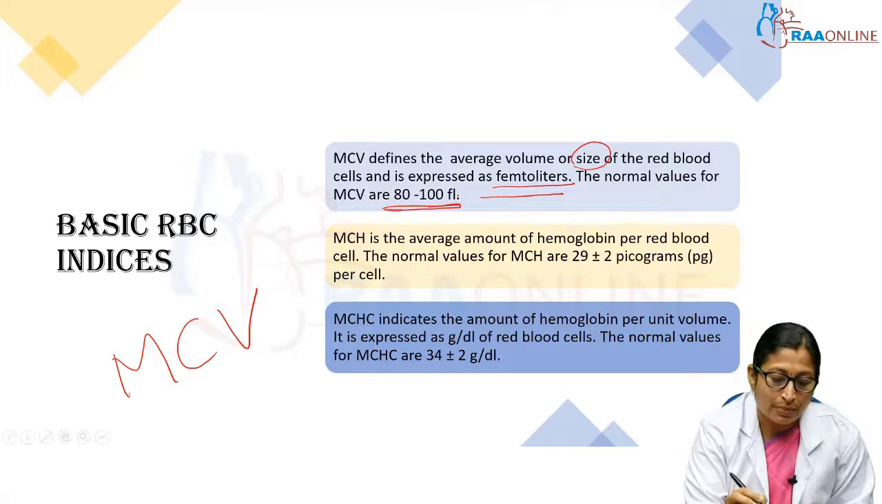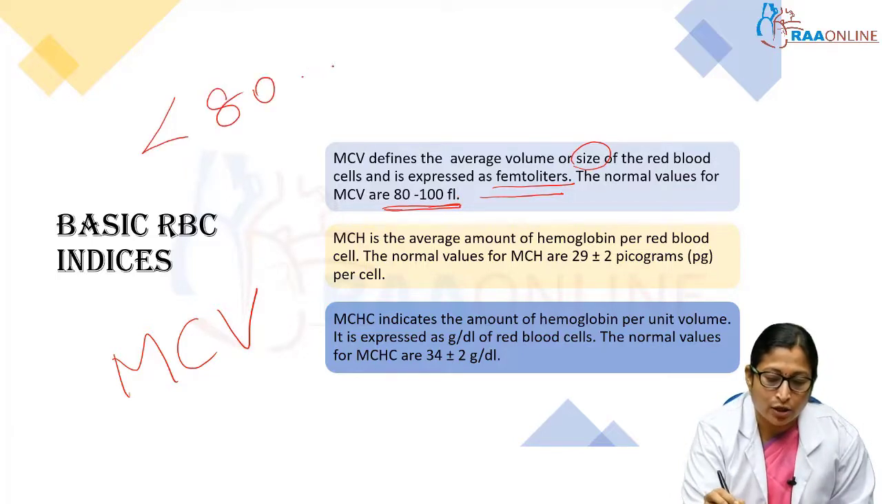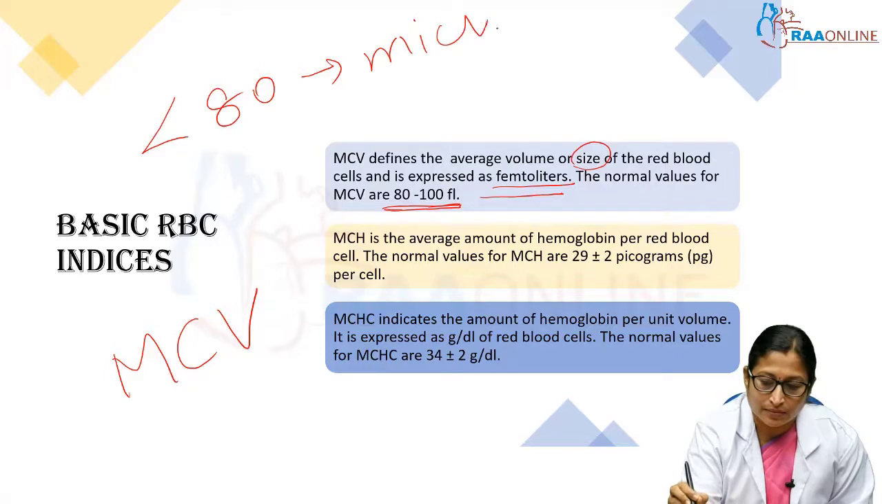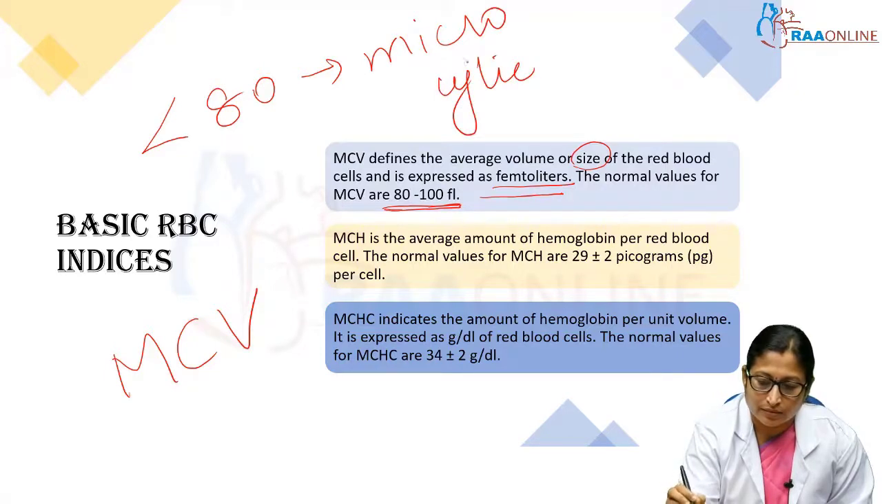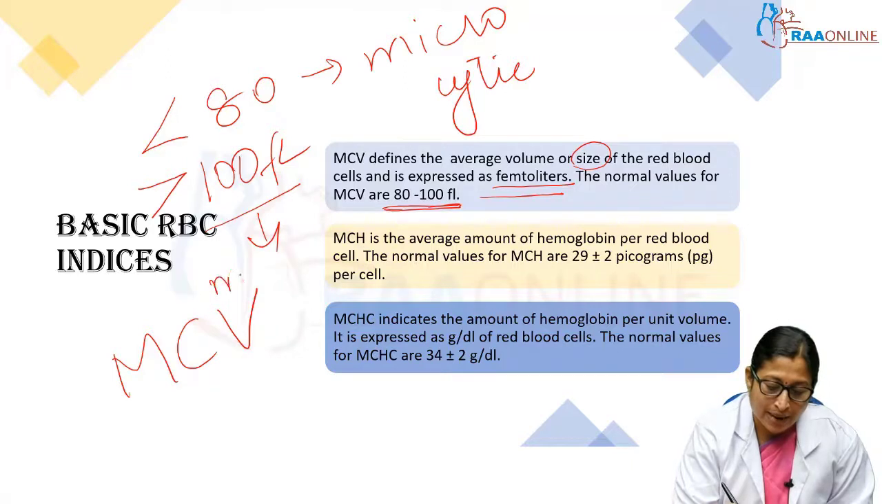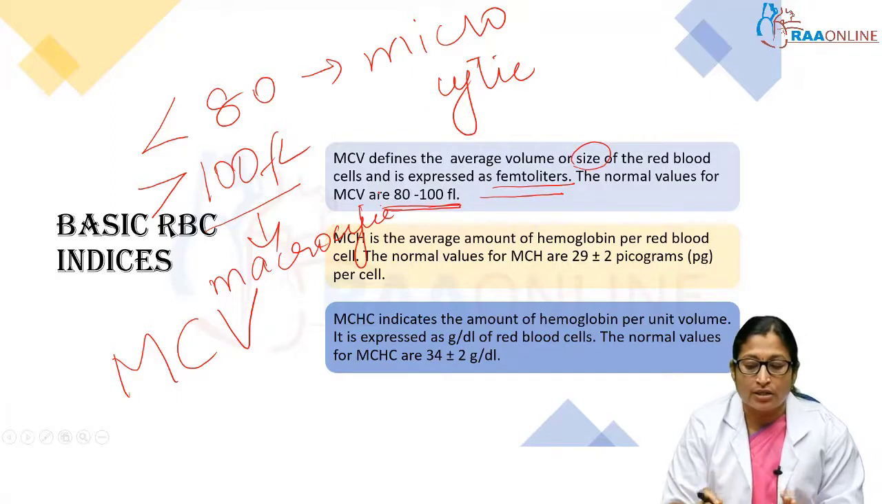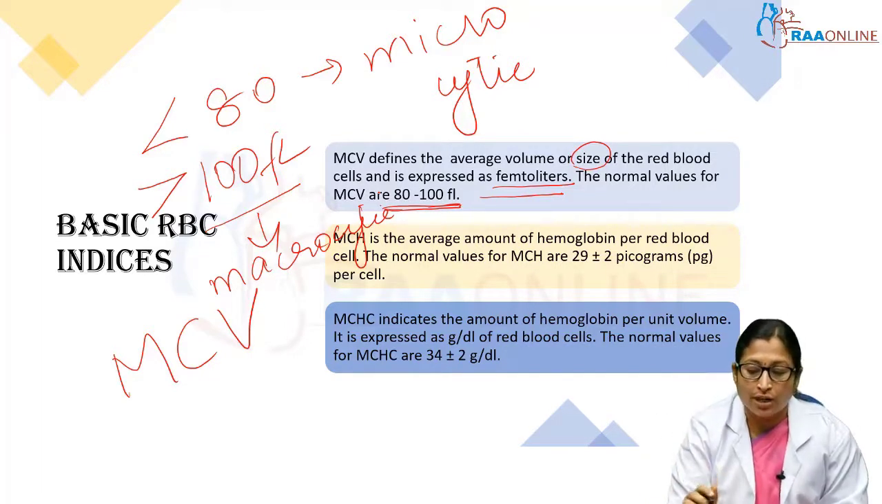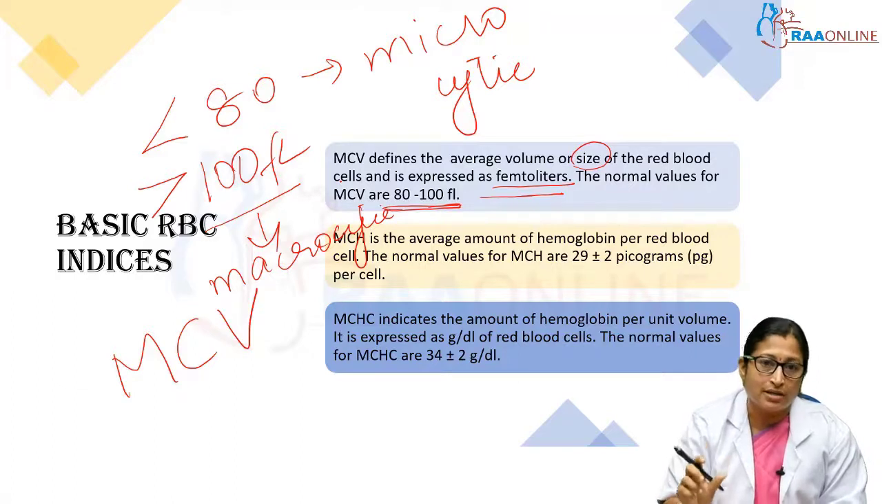So if the RBC size is less than 80, then it is microcytic. And if the MCV is more than 100 femtoliters, then we call this macrocytic. So this is the importance of MCV. MCV is defined as the average volume or average size of an RBC, and the normal value is 80 to 100 femtoliters. All these are given by automated cell counters. And remember, MCV is a measured value in the automated cell counter.